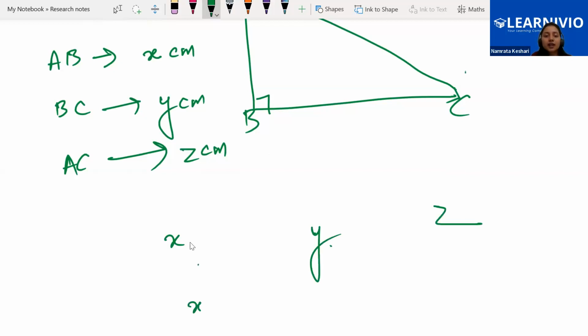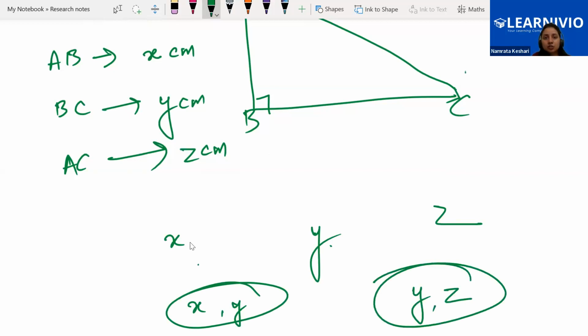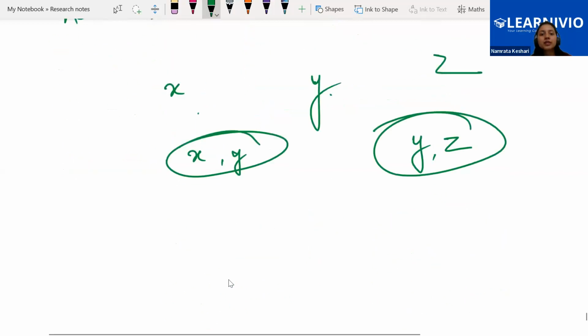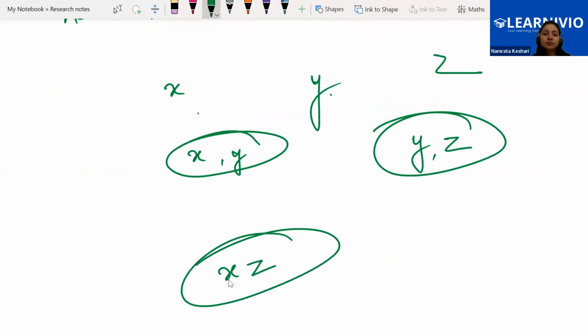We can take x and y and we can make one ratio. Then we can take y and z and we can make one ratio, right? We can also take x and z and we can make one ratio. Yes or no? Yes, ma'am. Okay. Now the three possibilities we have taken, let's make the ratios. We can take x by y, or maybe we can take y by x. These two possible ratios we can make over here.